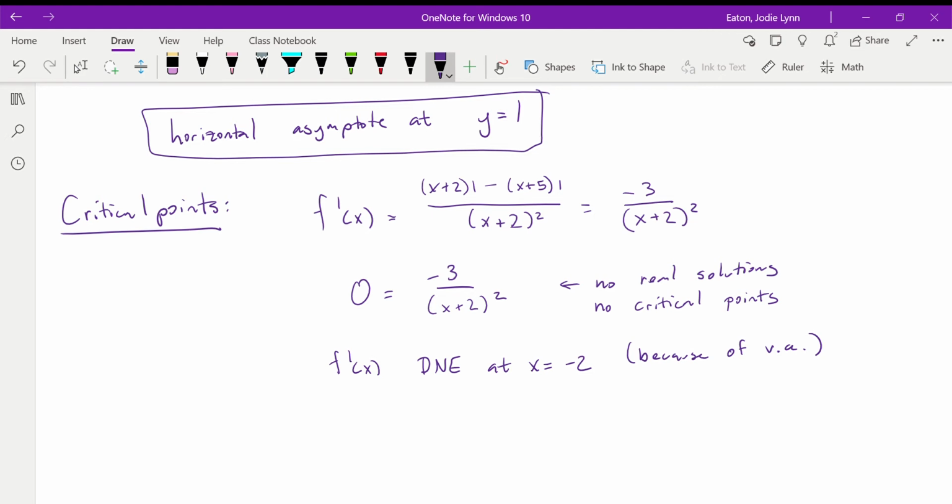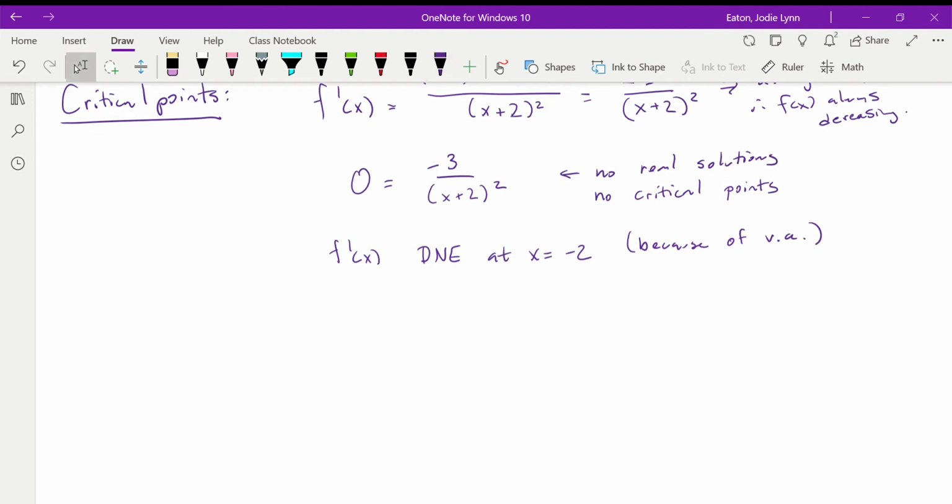Okay, so the other thing we may want to notice here when we're going through and making our chart is that if the numerator is negative and we have something squared in the denominator, our f prime of x is always going to be negative. So we might just want to add a little note here that this is always negative. So this means f of x is always decreasing. Interesting. I wonder how that's going to look.